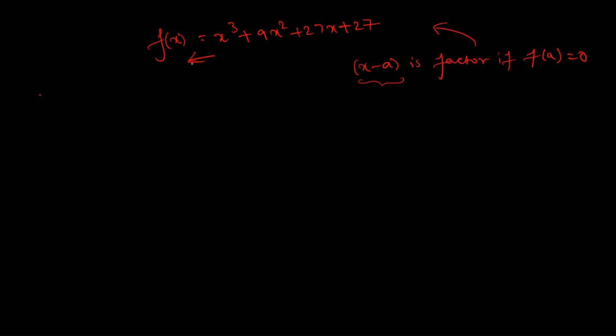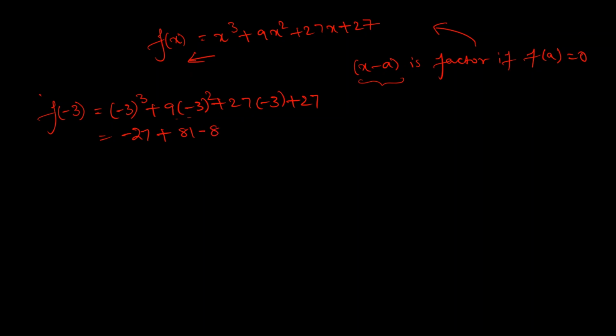By observing this, we know that x should be some negative value as we have all plus here. I'm taking f of minus 3. We do f of minus 3, that is minus 3 whole cube plus 9 into minus 3 whole square plus 27 into minus 3 plus 27. Simplify this. This is minus 27 plus 9 into 9, 81. 27 into minus 3 is minus 81 plus 27. Plus 81 minus 81 minus 27 plus 27 equal to 0. F of minus 3 is 0.